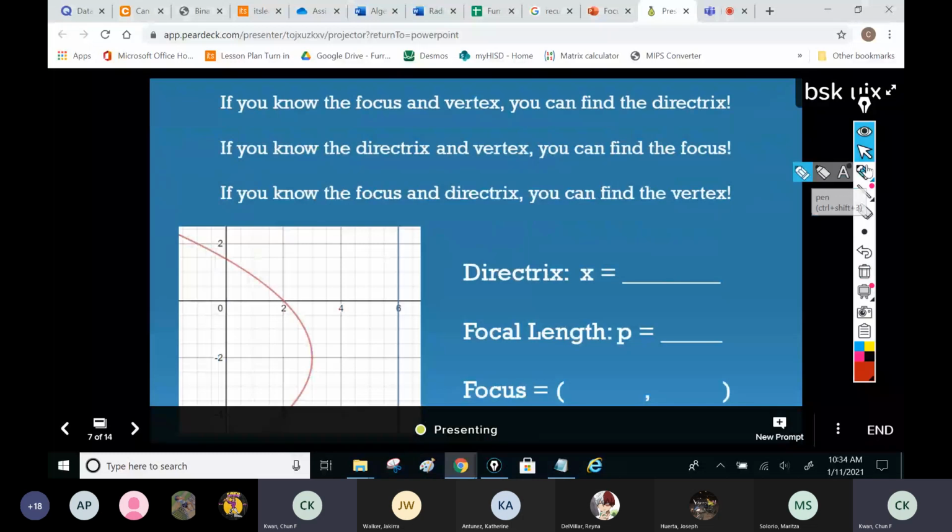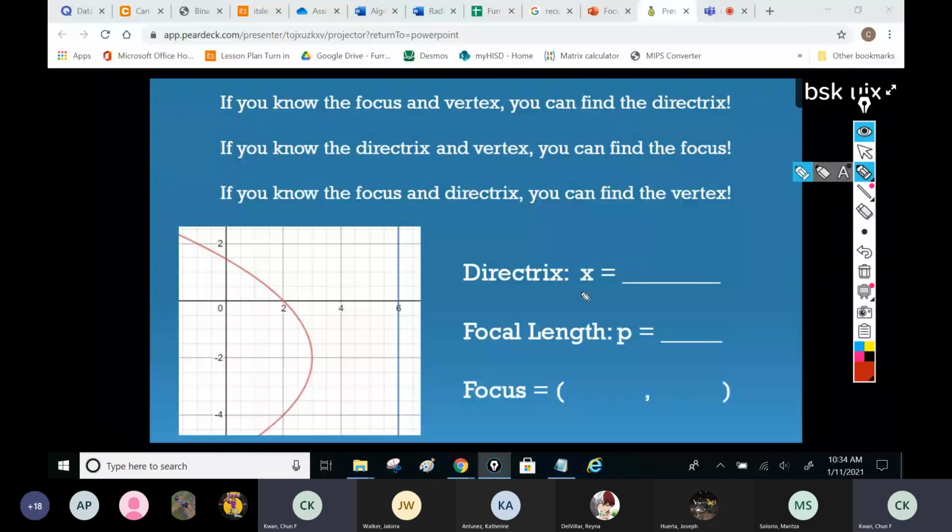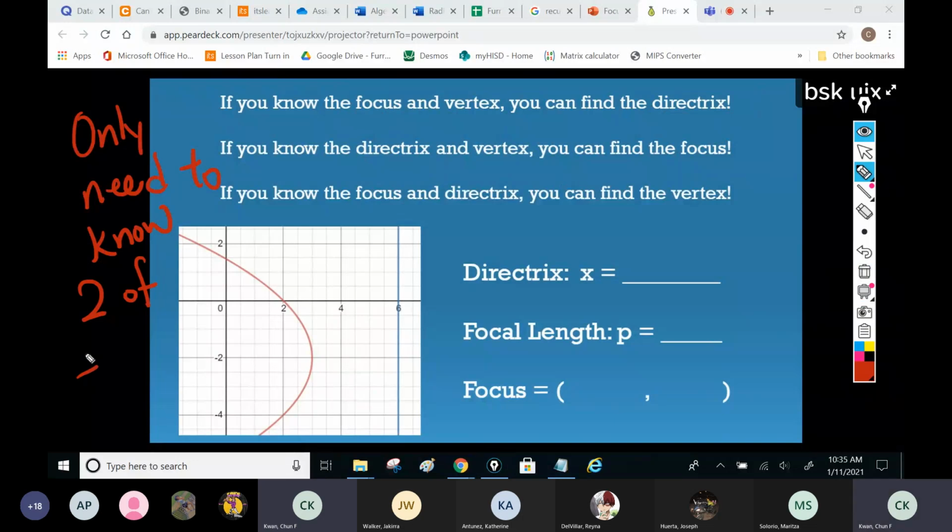All right. So the good news is you don't need to know all three of them. If you know two of them, if you know the focus and the vertex, you can find the directrix. Or if you have the directrix and vertex, you can find the focus. So what I'm trying to say is you only need to know two of them. If you know two of them, you can find the third one.